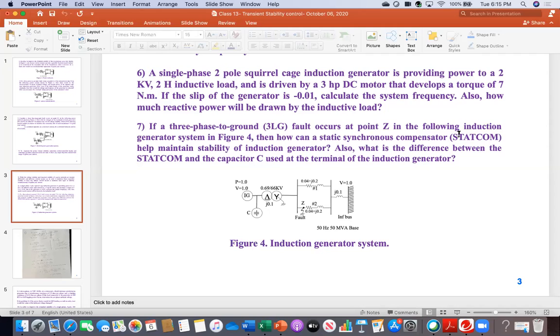Now, this means that STATCOM is a reactive power compensator. That's why the next question I am asking is, what is the difference between the STATCOM and the capacitor C used at the terminal? If the STATCOM can control the reactive power, then why is the capacitor not helping to maintain the stability? So how would you answer that? STATCOM you are connecting at the grid point, and that is helping improve power factor because it is providing reactive power support. Very similar function to a normal capacitor. That's why I am asking what is the difference between the STATCOM connected here versus this capacitor?